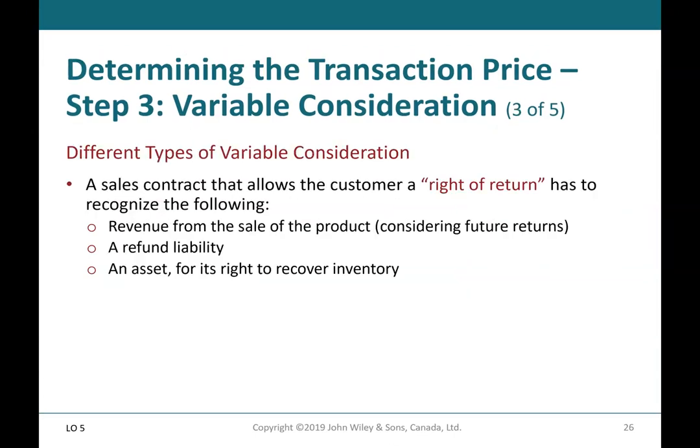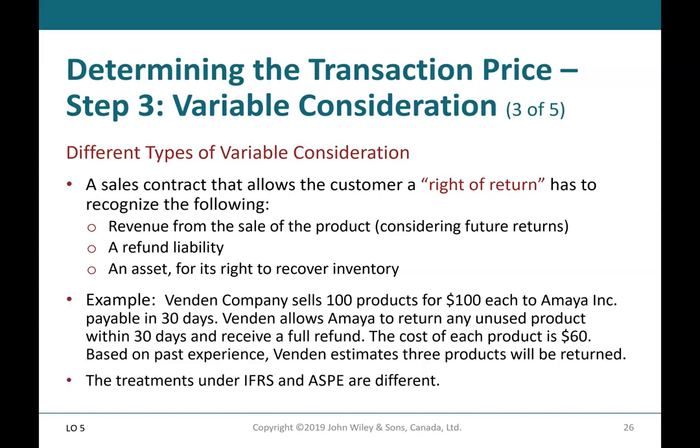Determining the transaction price, Step 3, variable consideration, 3 of 5. Different types of variable consideration. A sales contract that allows the customer a right of return has to recognize the following: revenue from the sale of the product, considering future returns, a refund liability, and an asset for its right to recover inventory.